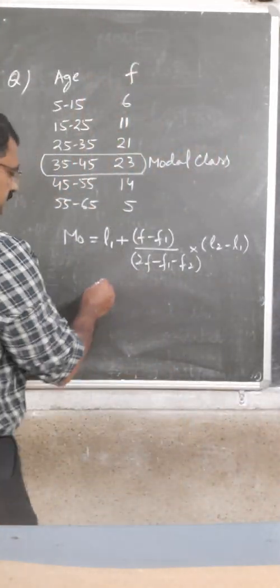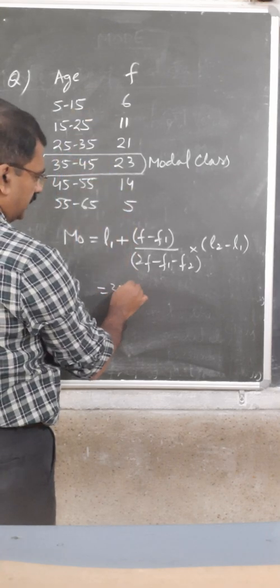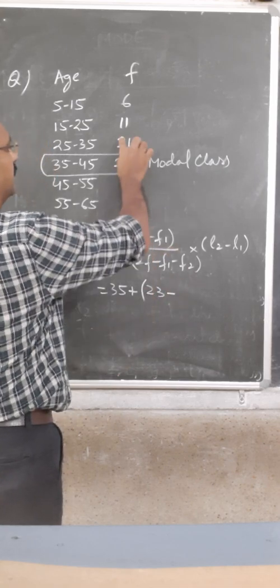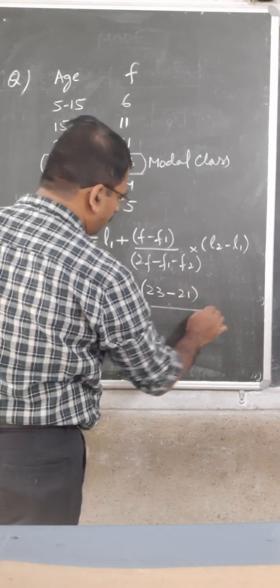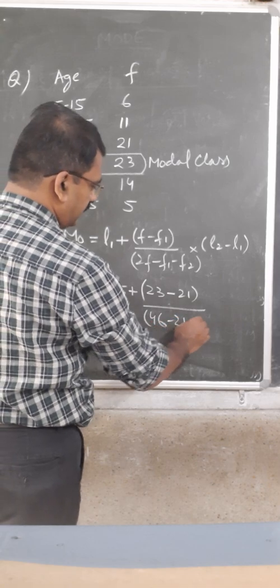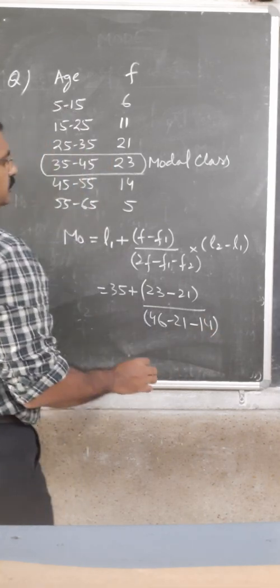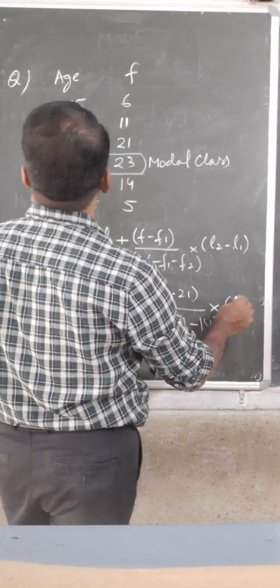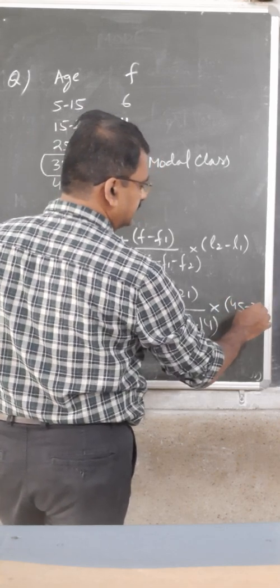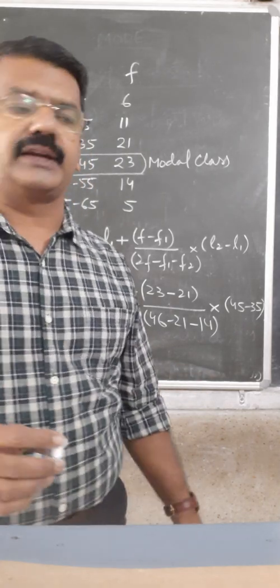Clear? Now L1 is 35, F is 23 minus F1 is 21, upon 2F means 23 into 2 is 46, minus 21 minus F2. F2 is 14, the post-modal class, into L2 minus L1, that is 45 minus 35.